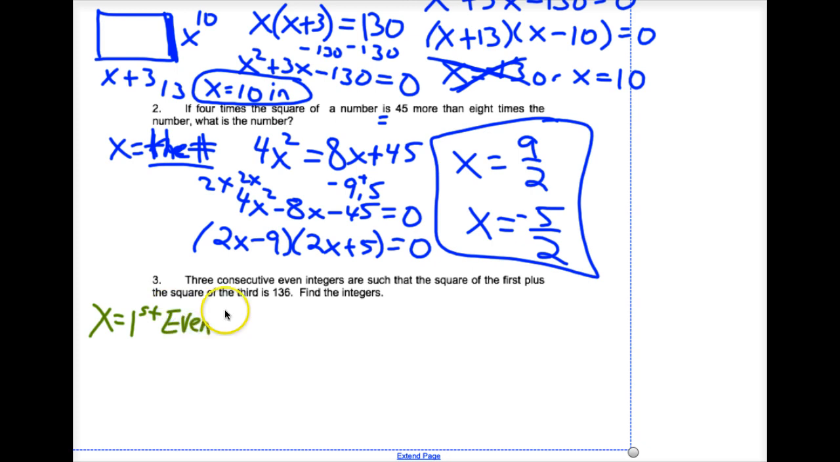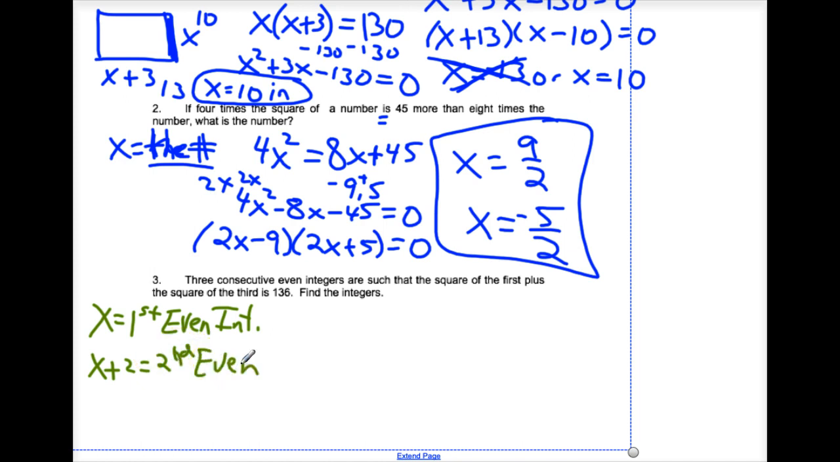I'm going to be real specific. First even integer is x, the very first one, and it's defined as even. A kid raised their hand: how do we know it's even? If you define it as an even integer, it is. What's the next even integer after x? You add 2 to it. Think of any even number. The next one would be 2 more than that. So x plus 2 equals the second even.